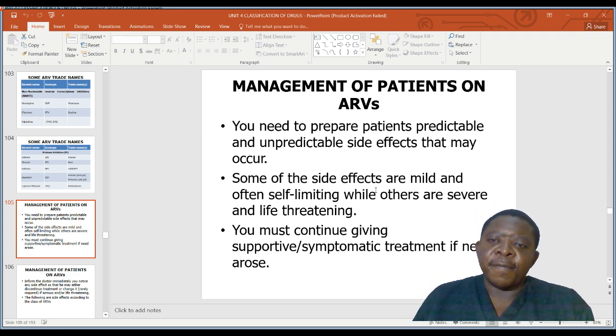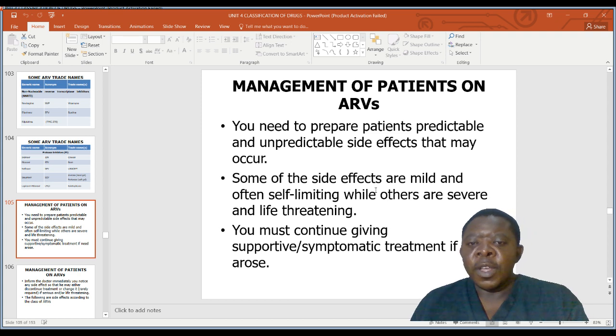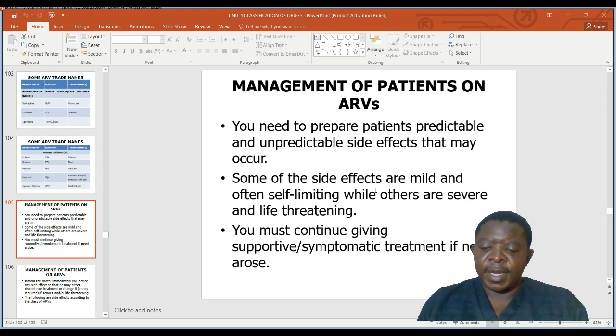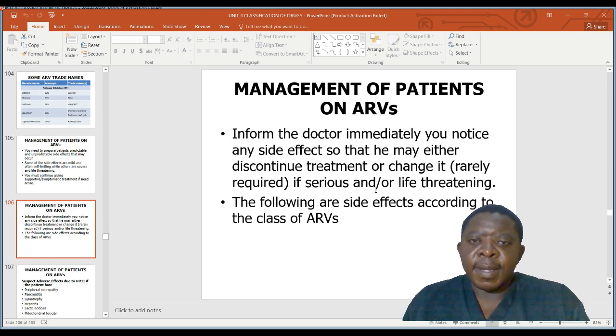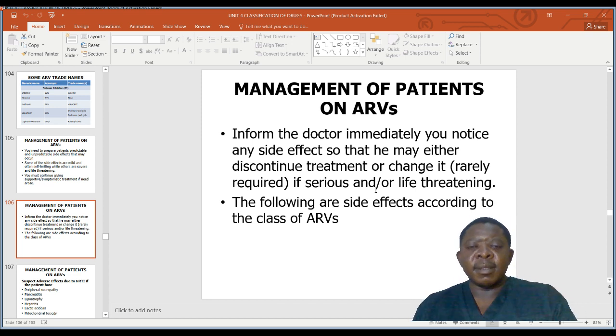Some of the side effects are mild and often self-limiting, while others are severe and life-threatening. You must continue giving supportive, symptomatic treatment if a need arises. You can inform the physician immediately you notice any side effect so that he may either discontinue treatment or change it, but this is rarely required. If serious or life-threatening, you can always inform the physician and see the course of treatment that the patient may be put on.